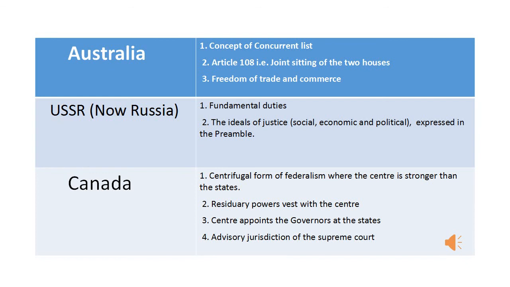After that comes Canada. From Canada, we have borrowed four features. Firstly, the centrifugal form of federalism, where the center is stronger than the states. Secondly, residuary power rests with the center. Thirdly, the center appoints the governor in the states. And the last one, the advisory jurisdiction of the Supreme Court.